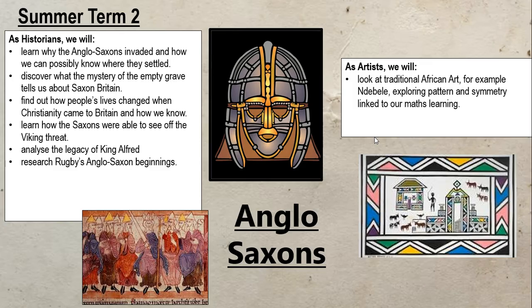Summer term 2, historical topic: Anglo-Saxons, a fantastic topic, a great way to end Year 4. As historians, we're going to be learning why the Anglo-Saxons invaded and how we can possibly know where they settled. We're going to discover the mystery of the empty grave, what it tells us about Saxon Britain, and find out how people's lives changed when Christianity came to Britain. We're also going to learn how the Saxons were able to see off the Viking threat, analyse the legacy of King Alfred, and research rugby's Anglo-Saxon beginnings as well. So we're looking at some local history there too.